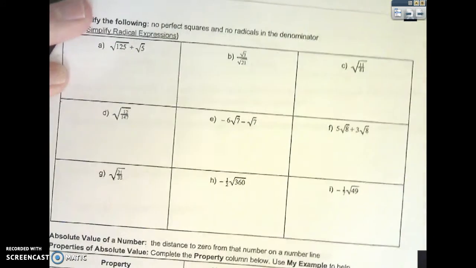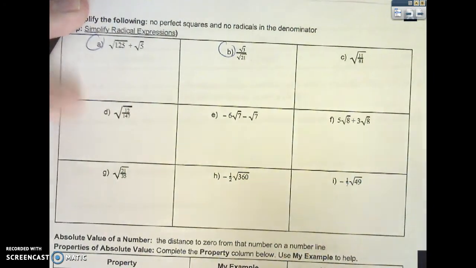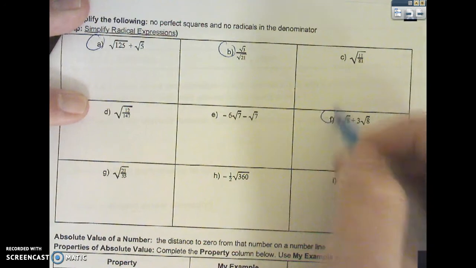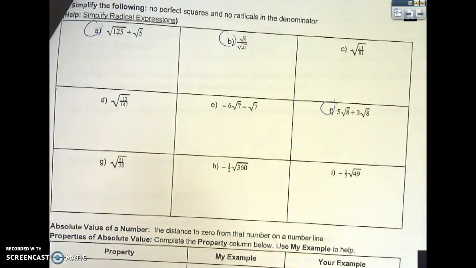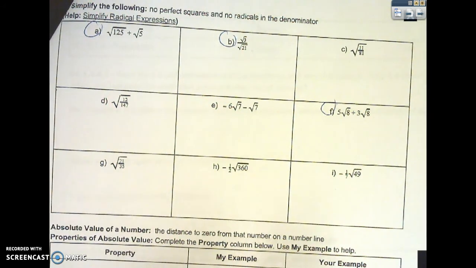All right, jumping to your back page. I'm going to do a few of these with you guys, okay? Boom, boom, boom, and we'll be good. And then I'll take a look at the last few, and it'll be all good, okay? Square root of 125 plus root 5. You are looking to break this down with perfect squares.